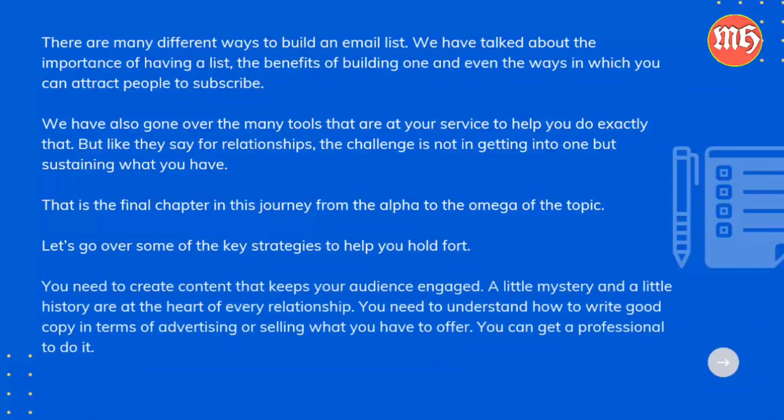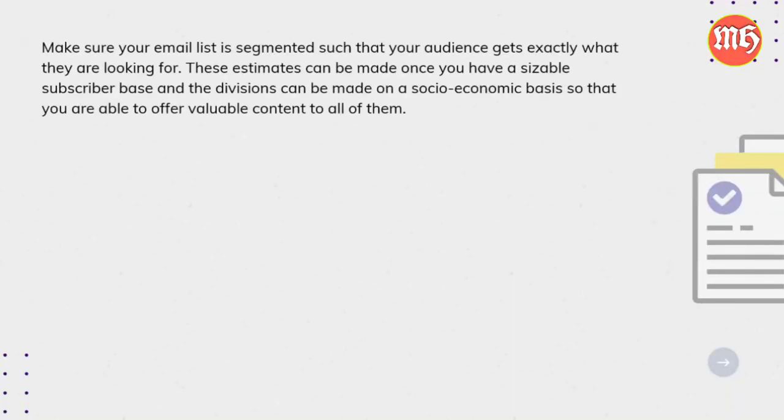You need to create content that keeps your audience engaged. A little mystery and a little history are at the heart of every relationship. You need to understand how to write good copy in terms of advertising or selling what you have to offer. You can get a professional to do it. Make sure your email list is segmented such that your audience gets exactly what they are looking for. These estimates can be made once you have a sizable subscriber base, and the divisions can be made on a socioeconomic basis, so that you are able to offer valuable content to all of them.